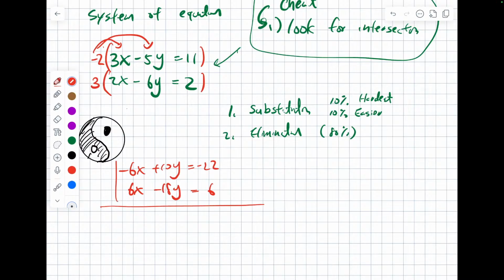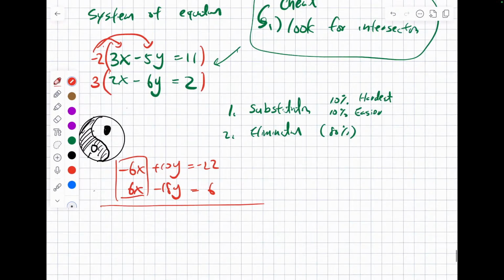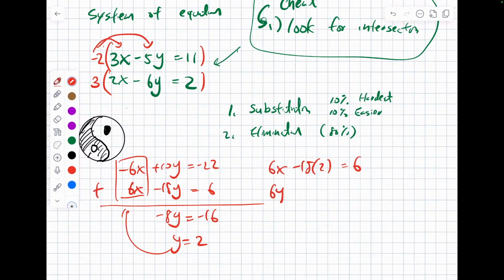Now you see this is yin and yang happening because you got -6x and +6x. You add together, they go away. So that's going to give you -8y is equal to, I don't know, -16. And then y is equal to 2. And then you're going to plug into the original equation. You're going to say 6x minus 18 times 2 is equal to 6. And 6x minus 36 is equal to 6. 6x is equal to what? 42. Is that okay? x is equal to 7.